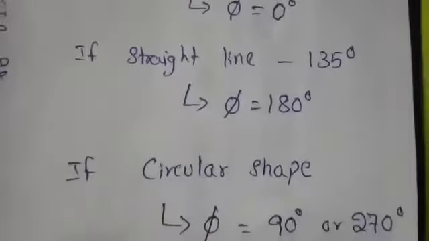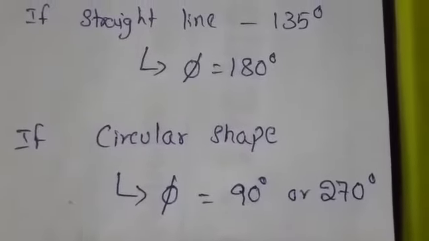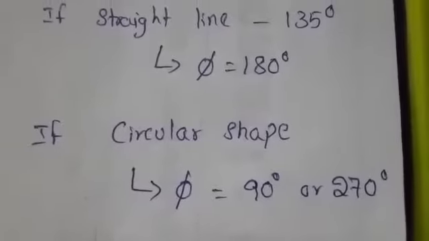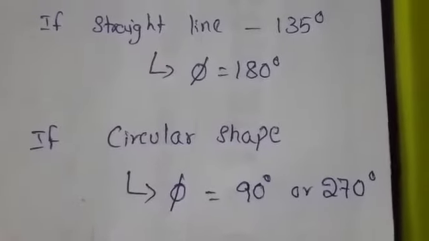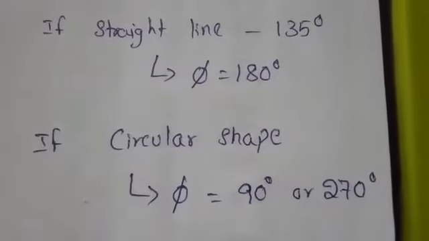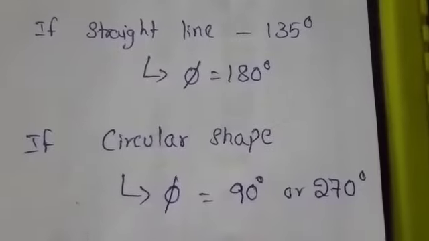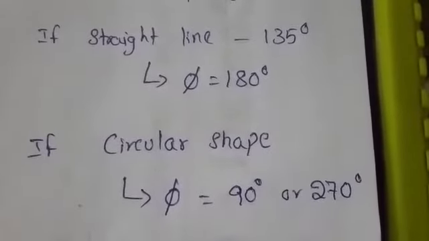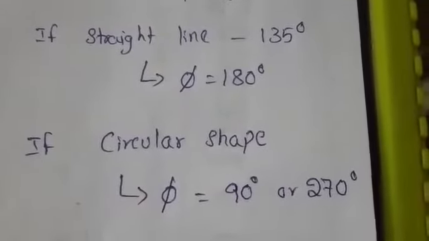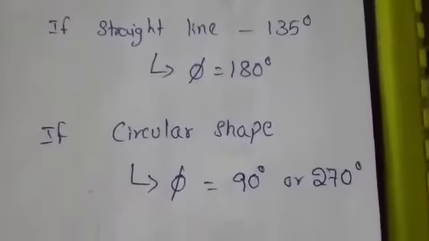Next, if the Lissajous figure is in circular shape, then the phase difference is 90 degrees or 270 degrees.